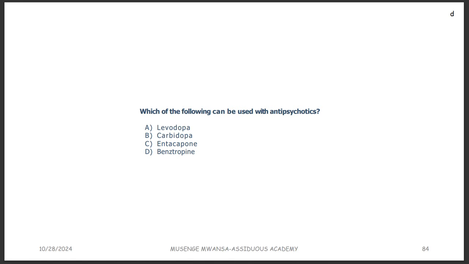Which of the following can be used with antipsychotics? Levodopa, carbidopa, entacapone, benztropine. Remember, we said that for antipsychotics, you can't use any drug that will be increasing dopamine, because anything that increases dopamine is against the psychosis, because in psychosis you are trying to reduce dopamine. So, in other words, which one of these drugs is an antimuscarinic drug? Yes, it's D.